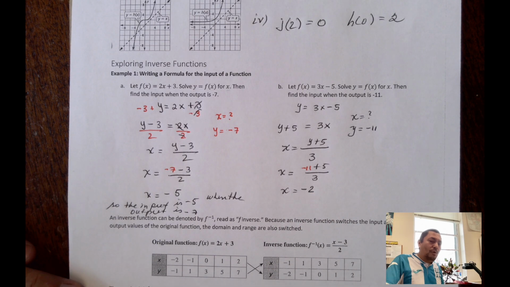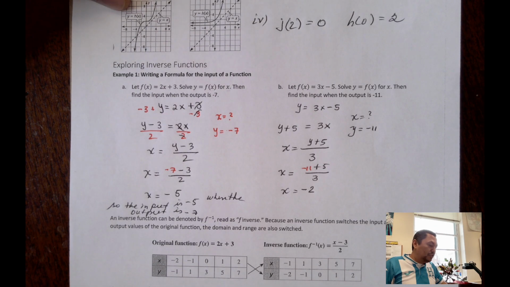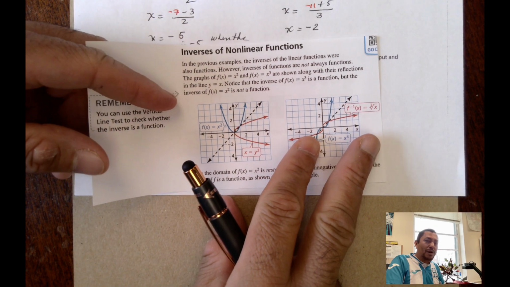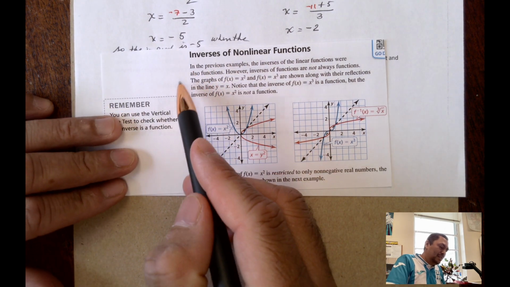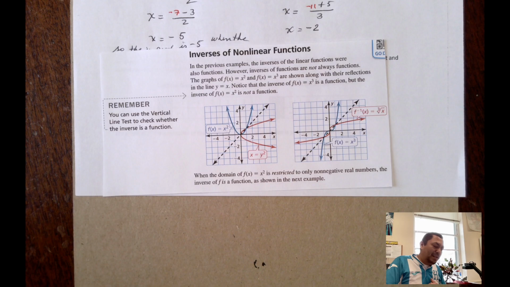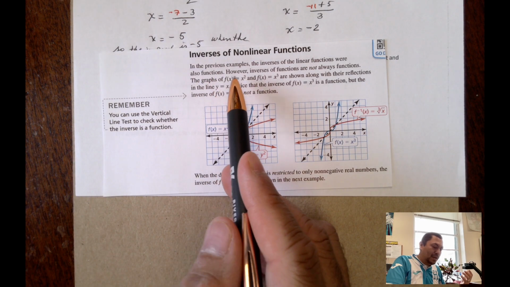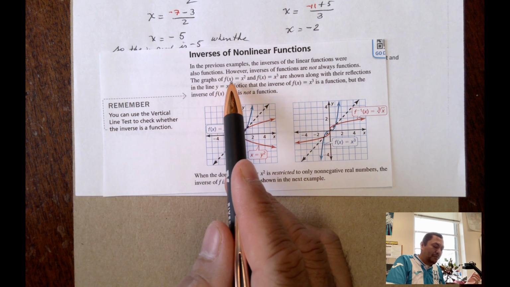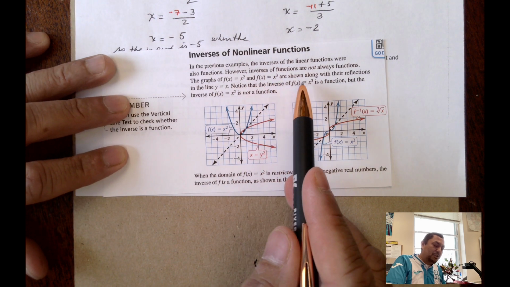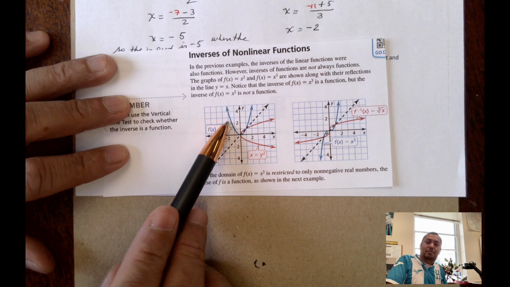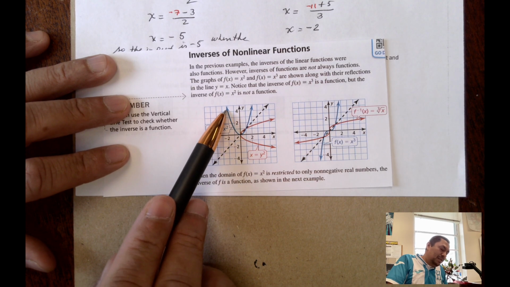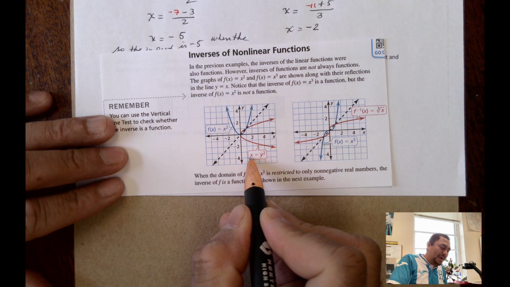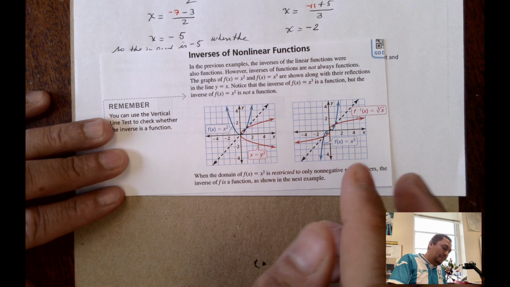Okay, so let's go over the inverses of linear functions. This is what you have in your textbook, this part. In the previous example, the inverses of the linear functions were also functions. However, inverses of functions are not always functions. For example, the graphs of f(x) equals x squared and x cubed are shown in this case. So look at the graph of f(x) equals x squared. I have this parabola, and if we do the inverse, we will have x equals y squared.